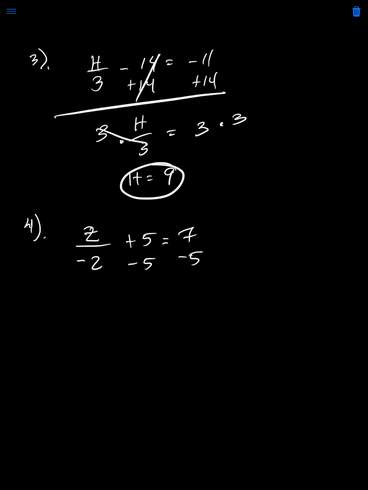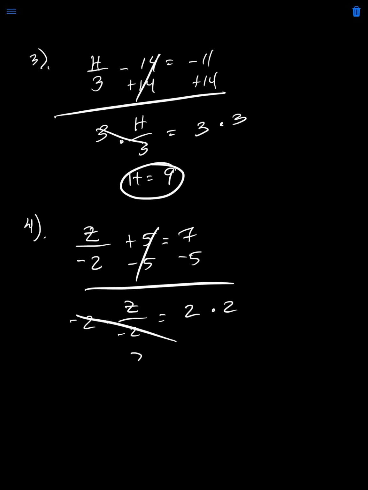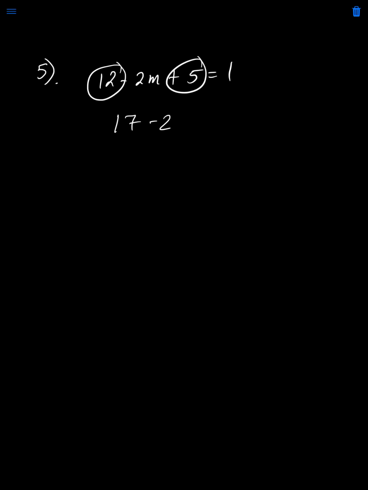And number 4, I have z divided by negative 2 plus 5 equals 7. So I subtract 5 on both sides. z divided by negative 2 is equal to 2. Multiply both sides by negative 2. So that way z is going to equal negative 4. Yep, nice and done. This is a good way for me to check my work too.